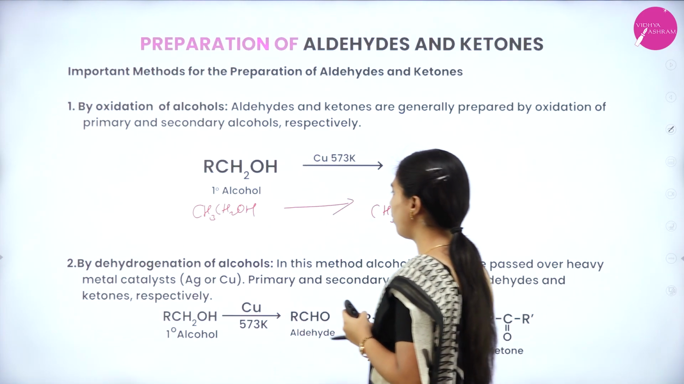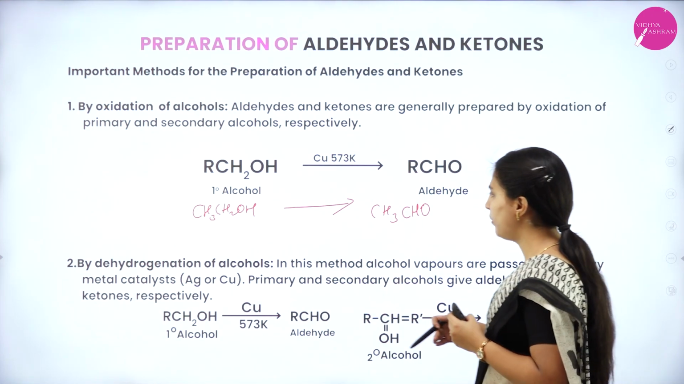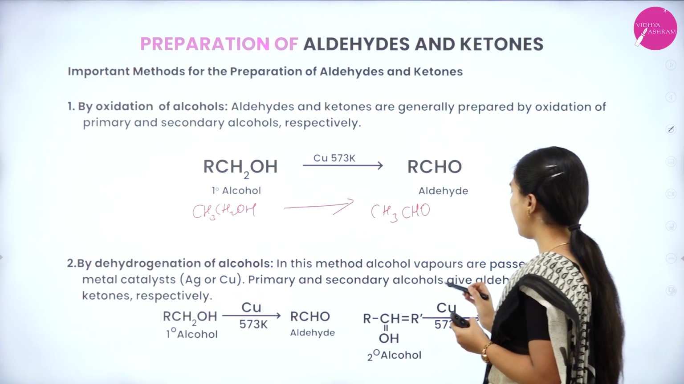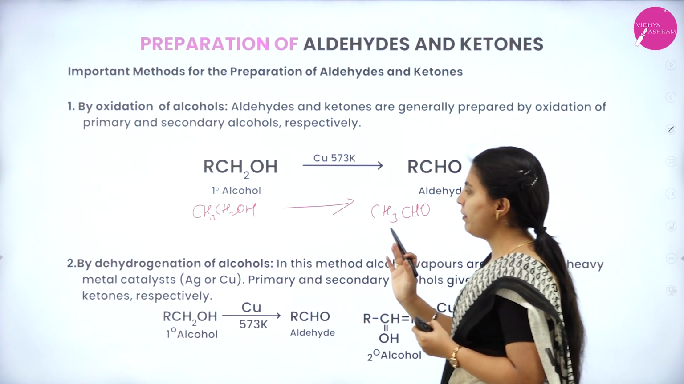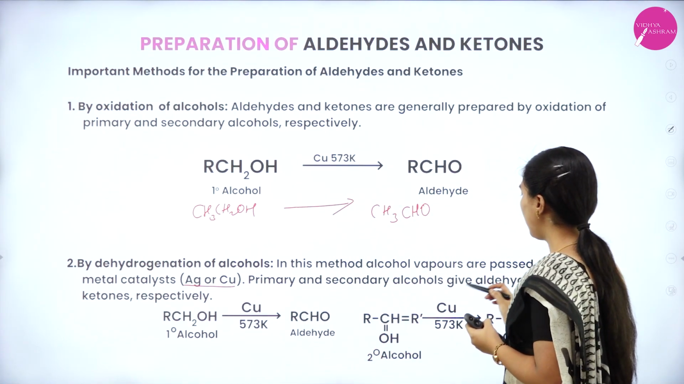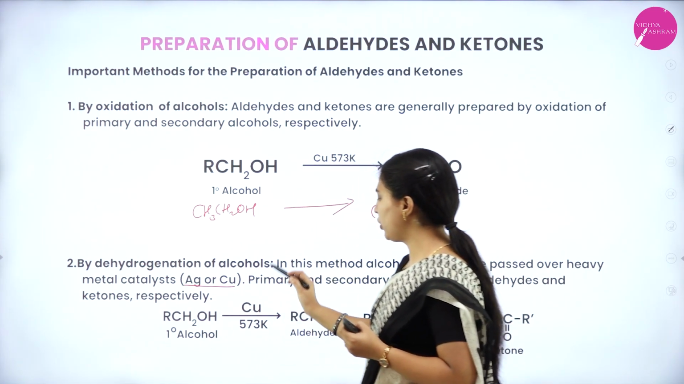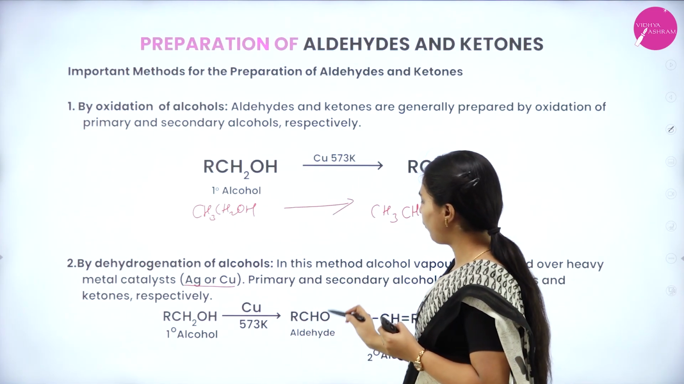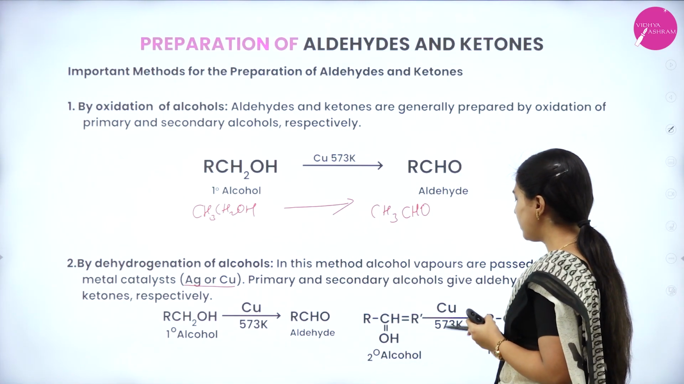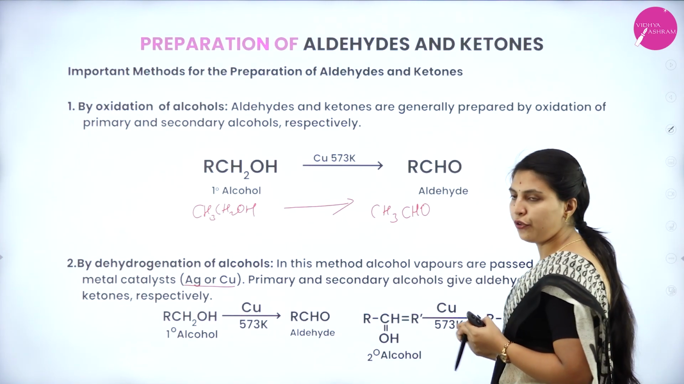By dehydrogenation of alcohols, dehydrogenation means hydrogen atoms will be removed from the alcohol, then it will also form aldehydes and ketones. In this method, alcohol vapors are passed over a heavy metal catalyst like silver or copper. Primary and secondary alcohols give aldehydes and ketones respectively. When primary alcohol is treated with copper at 573 Kelvin, it will form an aldehyde. That only we have seen here. If a secondary alcohol is treated with copper at 573 Kelvin, a ketone will be formed.